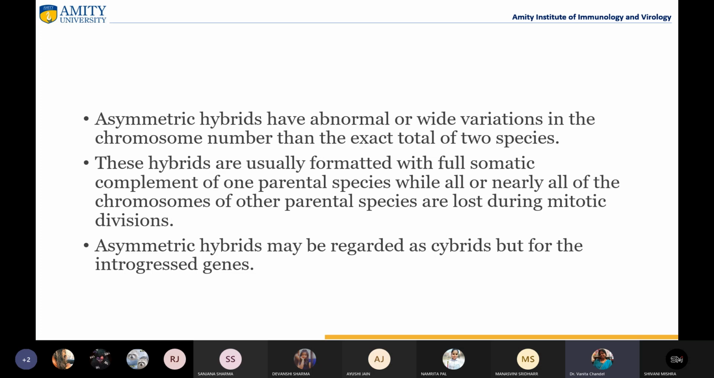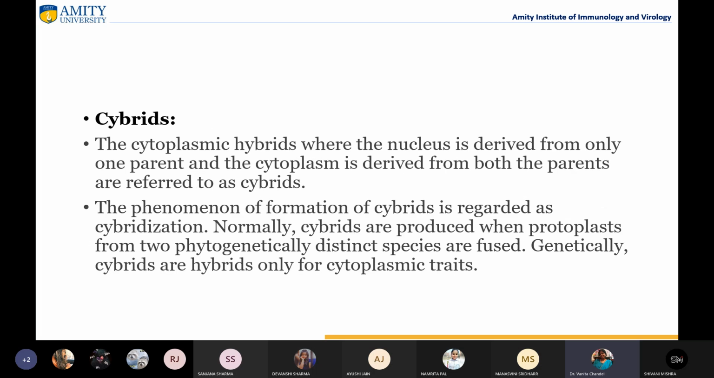So what are cybrids? Basically, cytoplasmic hybrids, where the nucleus is derived from only one parent and the cytoplasm is derived from both the parents. Such plants are described as cybrids. So the phenomenon of formation of a hybrid is also regarded as hybridization. And these kind of plants are produced when protoplasts from two phylogenetically distinct species are fused.